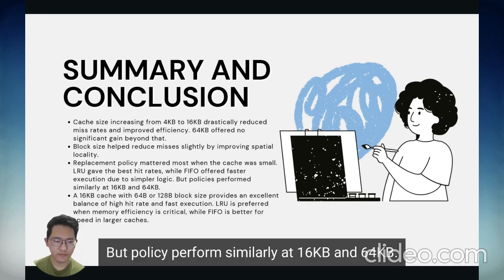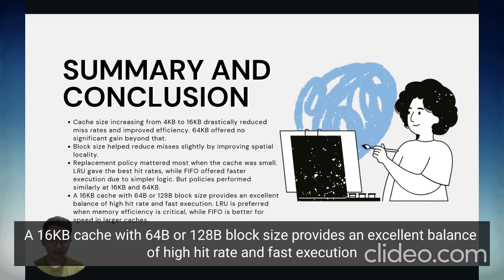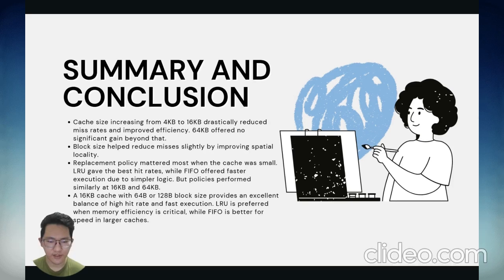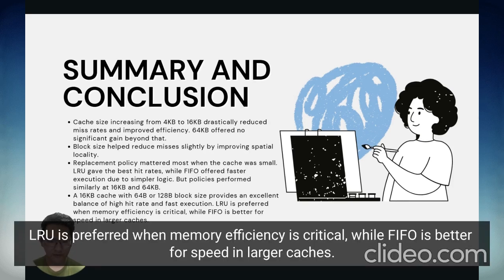The policies performed similarly at 16 KB and 64 KB. A 16 KB cache with 64B or 128B block size provides an excellent balance of high hit rate and fast execution. LRU is preferred when memory efficiency is critical, but FIFO is better in terms of speed in larger cache sizes.